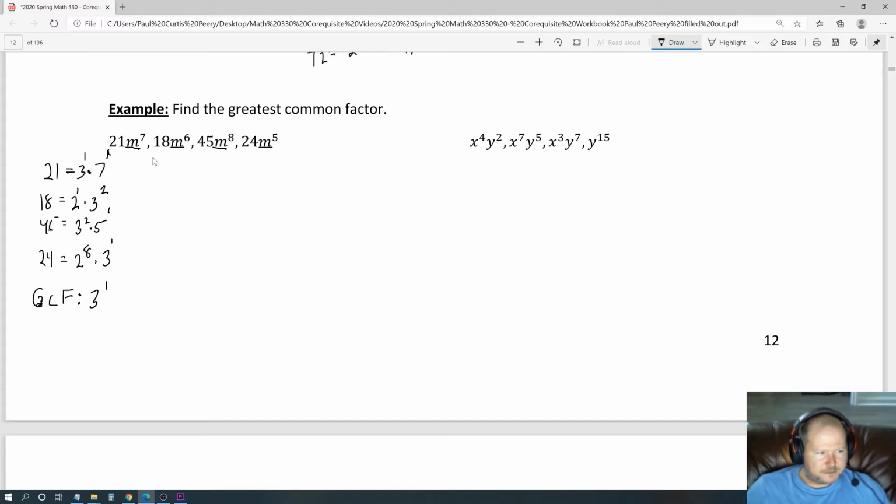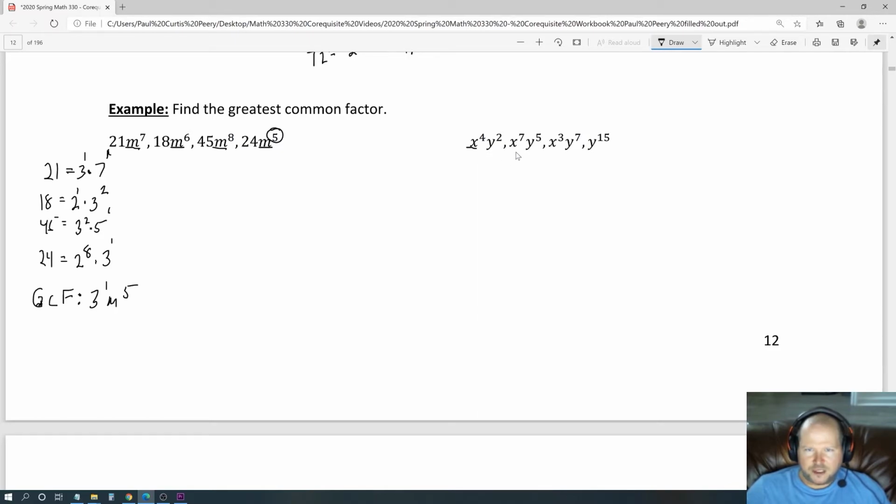Now what you have to do is include the variable, the same kind of thing, right? But you don't have to do any prime factorization, it's already there. So we have an m to the 7th, an m to the 6th, an m to the 8th, and an m to the 5th. So they all include an m, and the lowest exponent is the 5. So we are simply going to include m to the 5th, boom, and we're done. Okay, let's try this one.